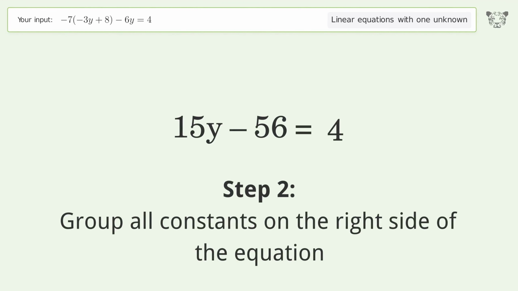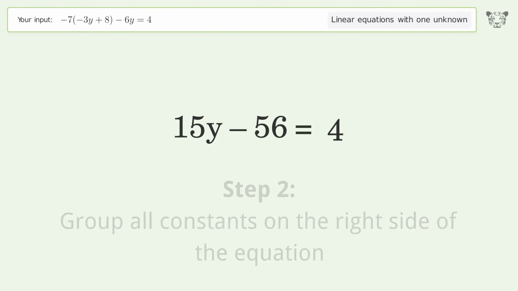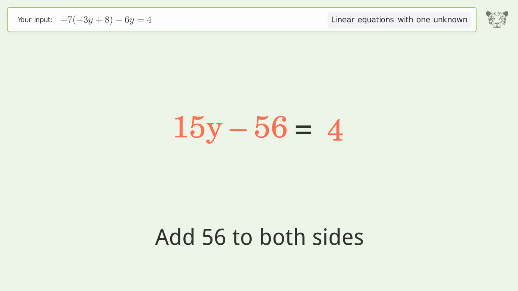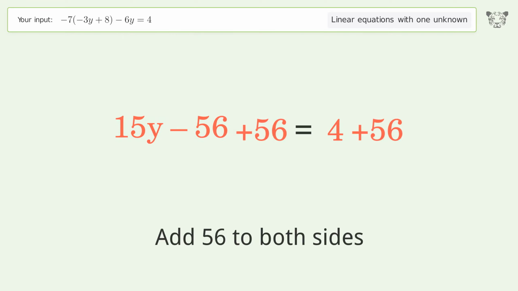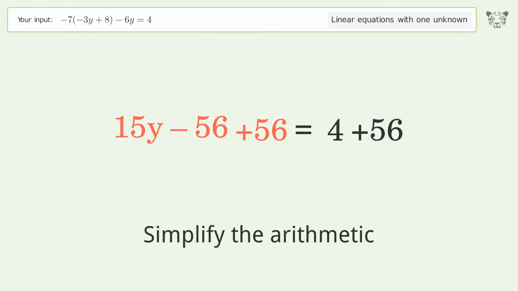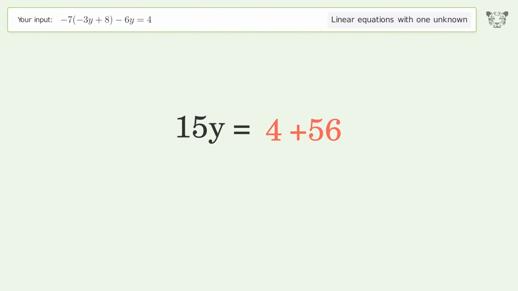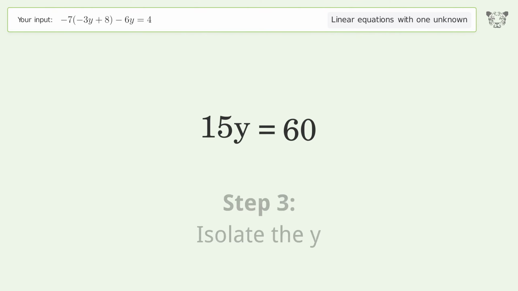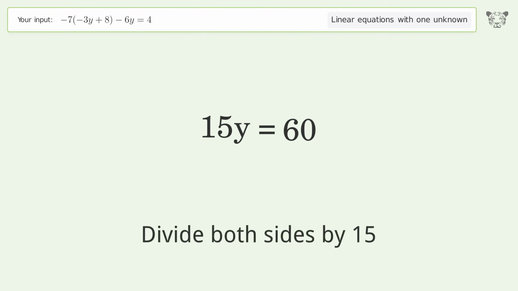Group all constants on the right side of the equation. Add 56 to both sides. Simplify the arithmetic. Isolate the y. Divide both sides by 15.